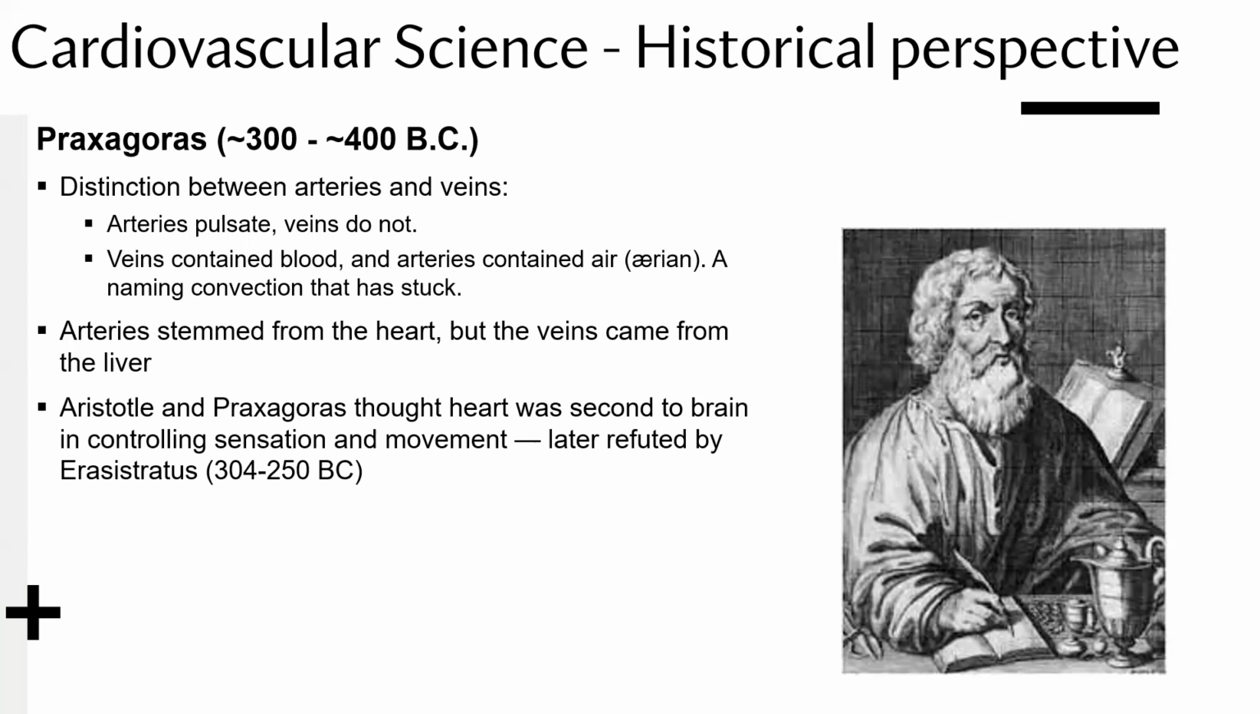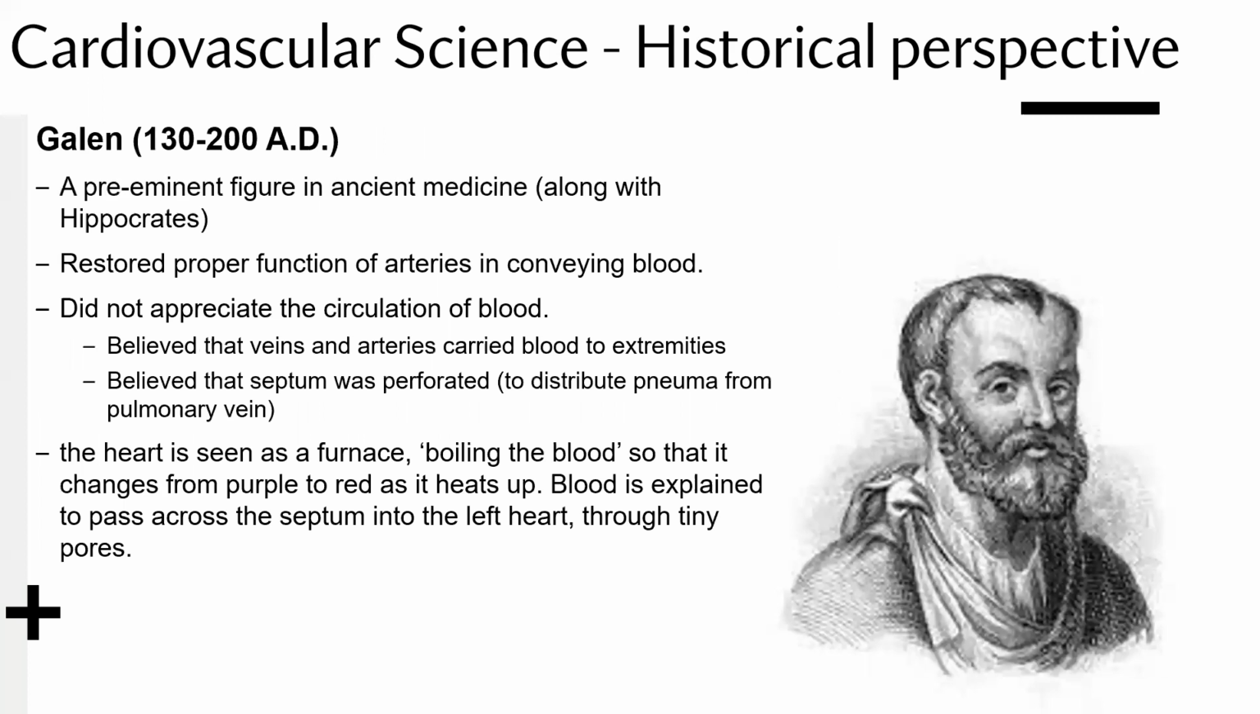And he thought that the arteries stemmed from the heart, but the veins came from the liver, which is interesting, filling the body with blood, and the arteries filling the body with air. And they both had beliefs of the heart being second to the brain in controlling movement and our sensations and our thinking and lots of that. But it was all refuted later on, obviously.